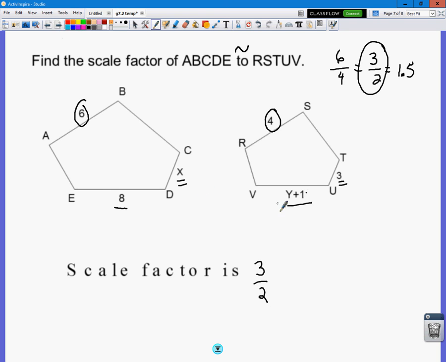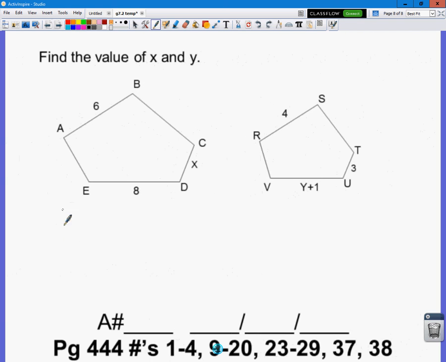We can use that scale factor and the idea of a proportion to help us find these missing values, which is what we're going to actually do here. Remember that each side has to be proportional. So the 6 over 4 we said would simplify to 3 over 2. It should be the same as 8 over y plus 1. Likewise, I can take that scale factor, 3 over 2, and it should be equal to x over 3. And we're simply going to work through this and solve these two proportions.